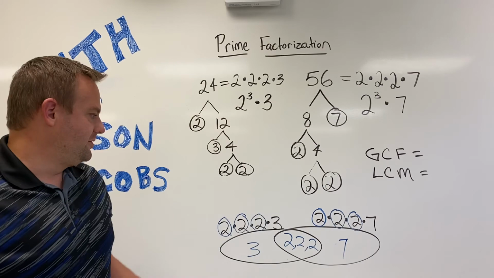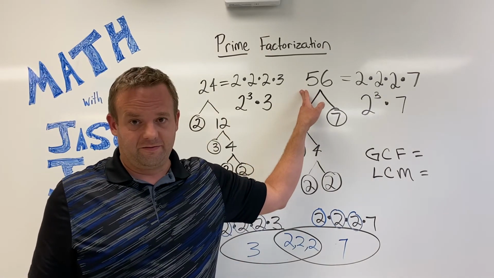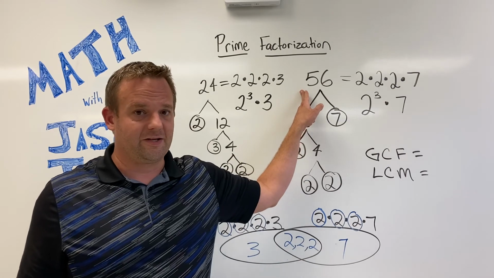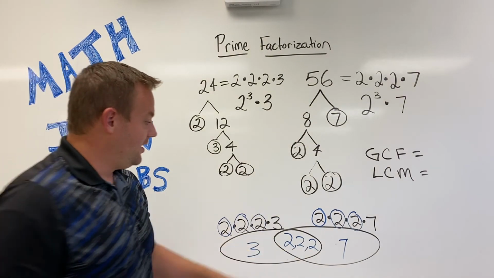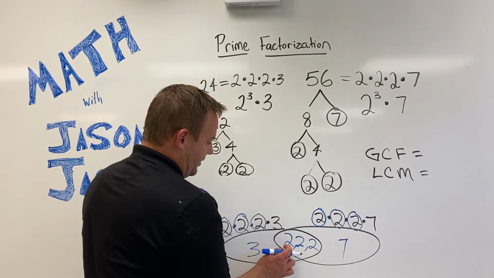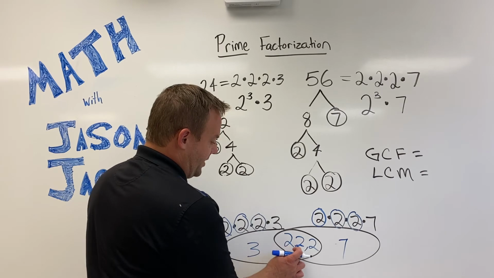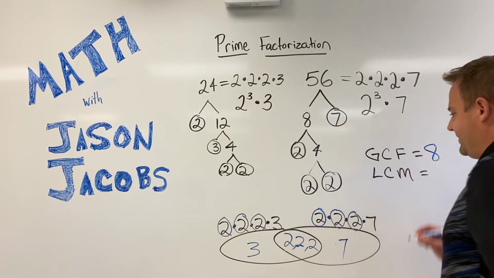Now, to find the greatest common factor, instead of listing out all the factors of 24 and all the factors of 56 and possibly missing one, you just take the product of the common primes. So what's the product of the common primes? There were 3 2s in common. 2 times 2 times 2 is 8. So the greatest common factor is 8.